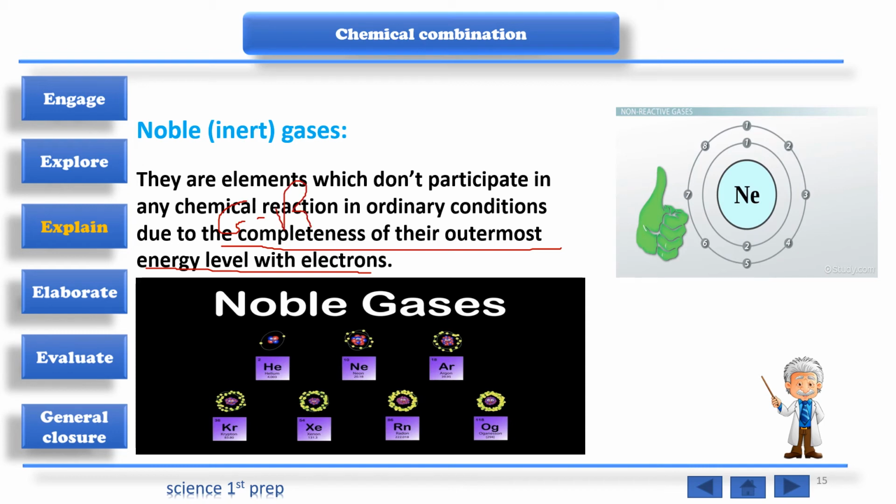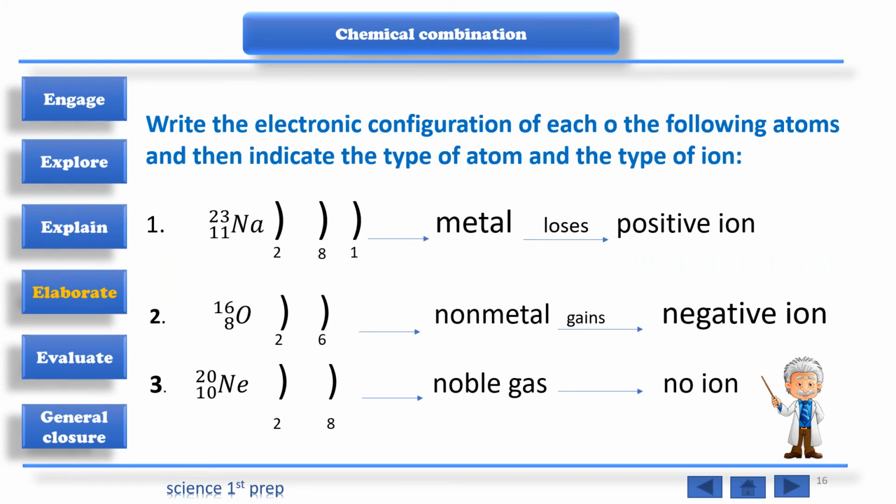They are inactive. Why inactive? Because the outermost energy level is saturated with electrons. They don't need to lose or gain electrons to complete the outermost energy level. And we have many examples of noble gases: helium, neon, argon, krypton, xenon, radon.